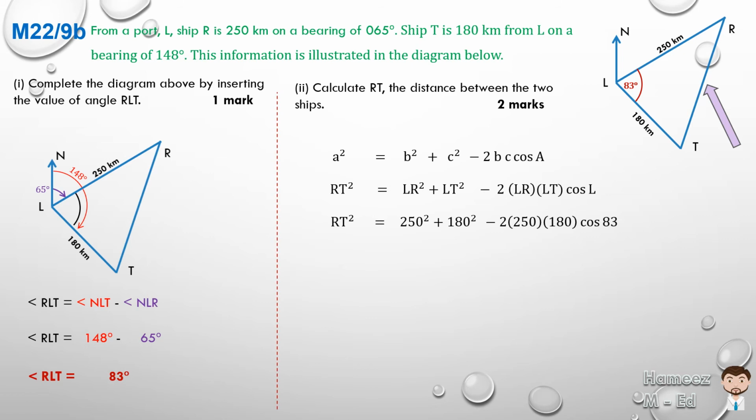So 250 squared plus 180 squared is 94,900, minus 2 times 250 times 180, which is 90,000, cos 83. And if we substitute into our calculators, that will give us 83,932. So if we want RT, RT is the square root of that, which gives us 289.7 kilometers. So we found the distance between R and T.